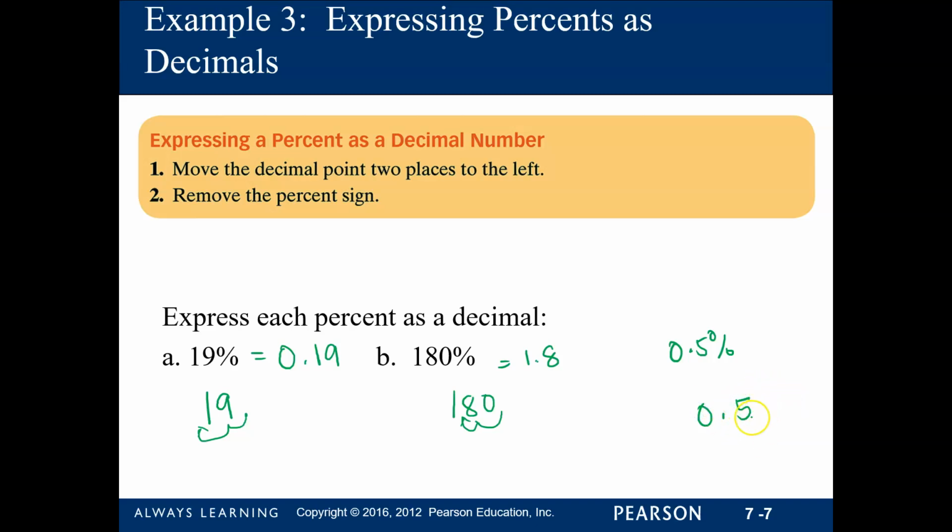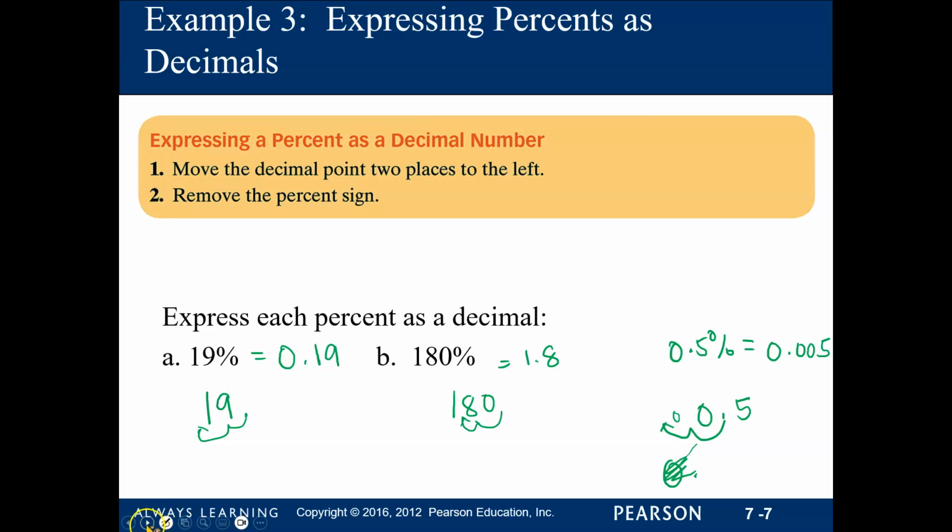Okay, the percent is gone. From this decimal place, we move it 2 to the left. So 1, 2. So the decimal value over here is going to be 0.005. And that's how we change our percent into decimal form. Like I said, this is the one that we will mostly use all throughout chapter 7 and chapter 8.